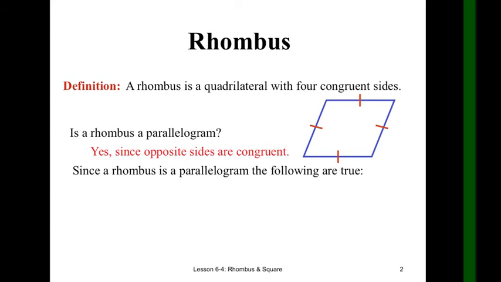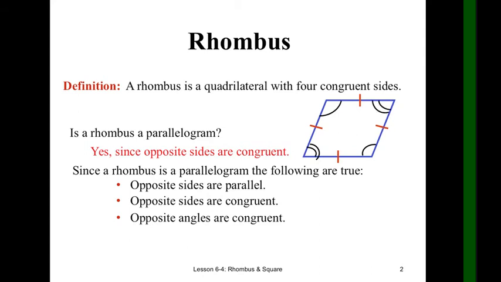Since a rhombus is a parallelogram, the following are true. A rhombus's opposite sides are parallel. So this side is parallel here, and this one is also parallel here. Opposite sides are congruent, which is obvious because all the sides are congruent. Opposite angles are congruent. So the angle here is congruent to this one, and this angle is congruent to this one, just like a parallelogram. Consecutive angles are supplementary. So the addition of this and this is supplementary. The addition of this and this is supplementary.